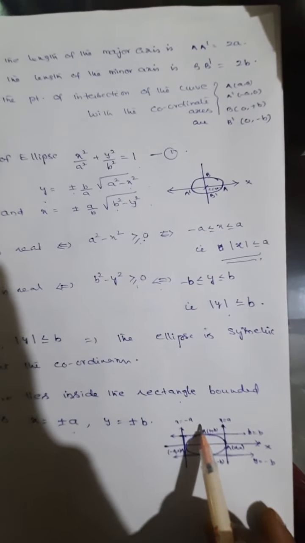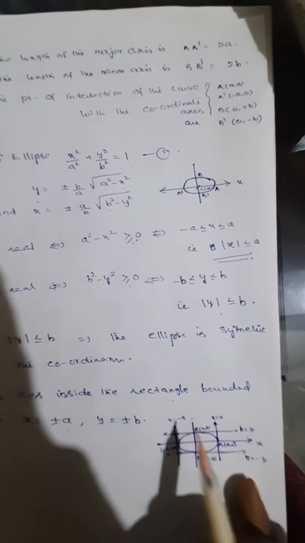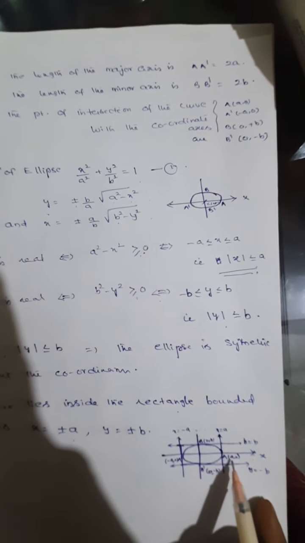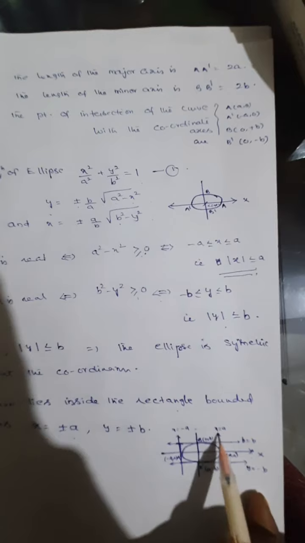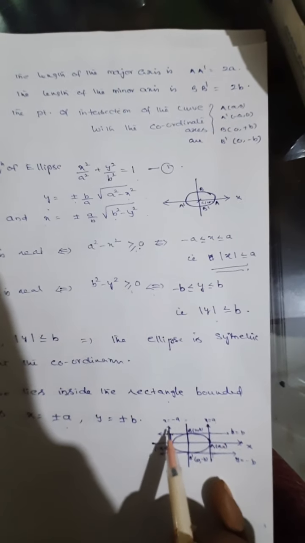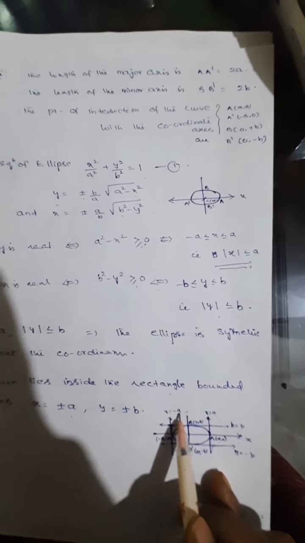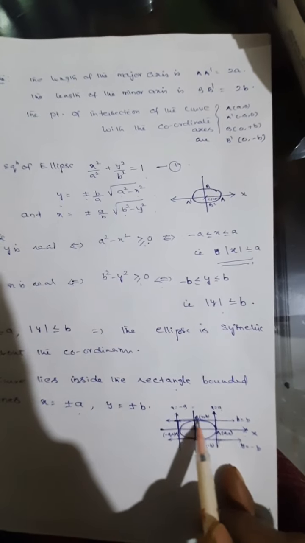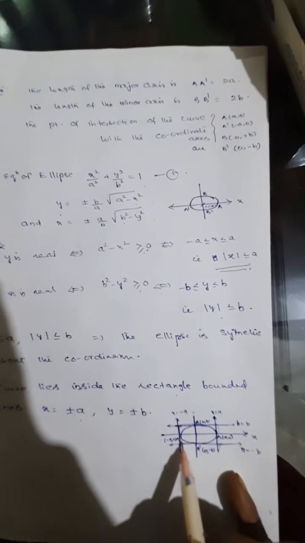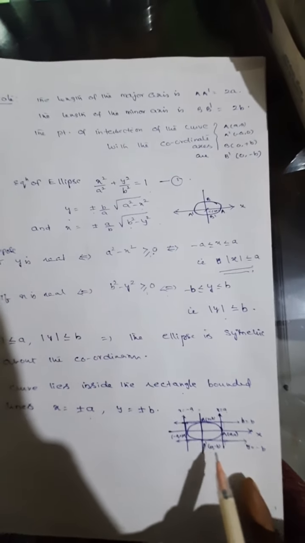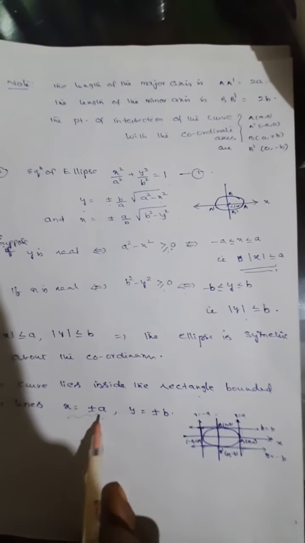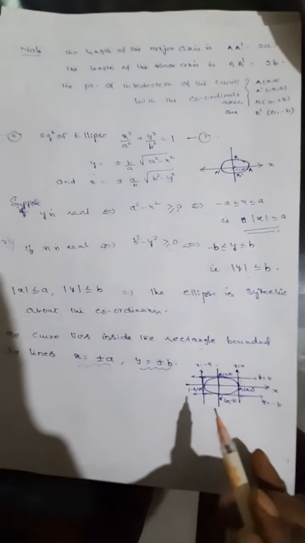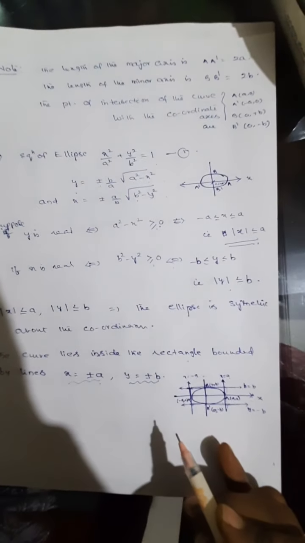And the equation of the y-axis is x is equal to 0. So, this line is at a distance of a units, because the coordinates of A are (a, 0). So, the equation of this line is x is equal to a and this line is x is equal to minus a. So, this ellipse lies inside the rectangle with the equations of the lines x is equal to plus or minus a and y is equal to plus or minus b, and this curve is symmetric about the x-axis and y-axis, as we already know.